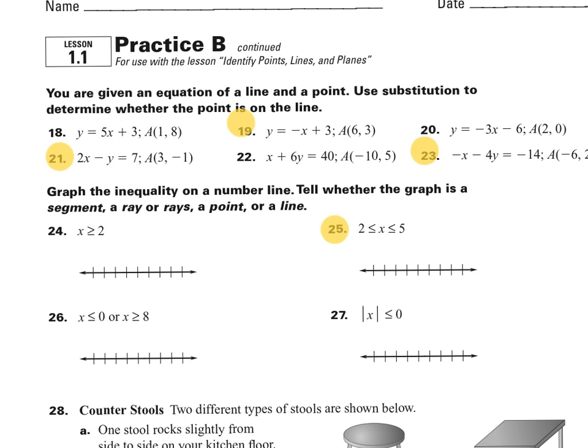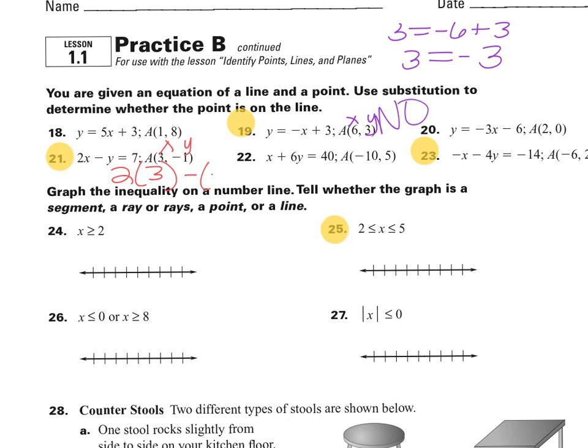Okay, so for this one, it says you're given the equation of a line with a point. Use substitution to determine whether the point's on the line. So I'm just going to take this and substitute it in for the x and the y. So the y is 3, negative 6 plus 3, and then I get 3 equals negative 6. Because that does not work, this is a no. I'm going to do the same thing here. This is my x and this is my y. So 2 times 3 minus a negative 1 equals 7. 6 minus negative 1 becomes plus 1. And then 7 equals 7. This one does work, so this is a yes.